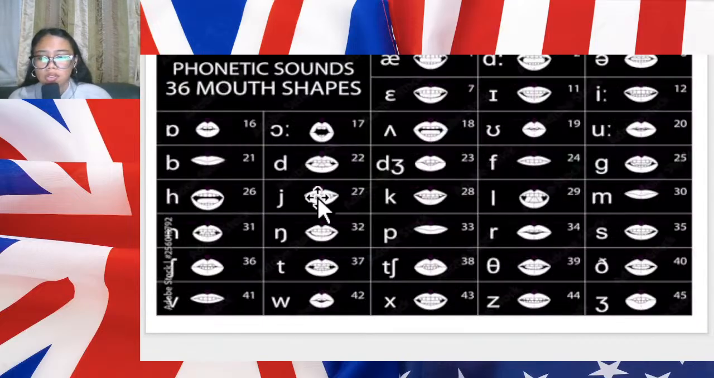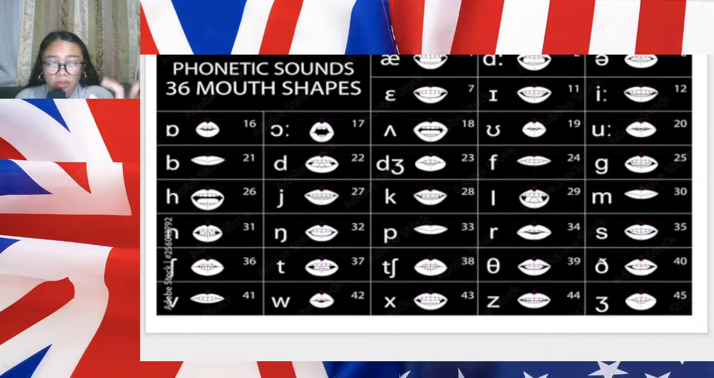So these are just this particular phonetic sounds with 36 mouth shapes. It's very simple to do. In our discussion for the next session, we are going to focus on vowels first and then consonants. In our discussion on vowels, you'll be able to see the form each mouth makes. Okay? All right.